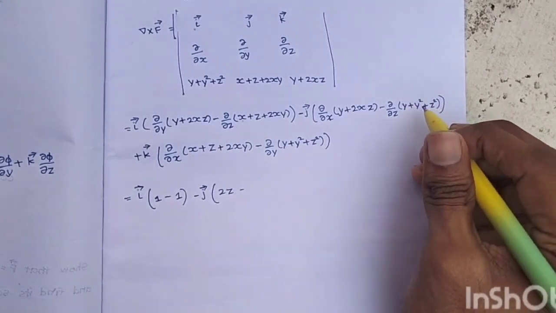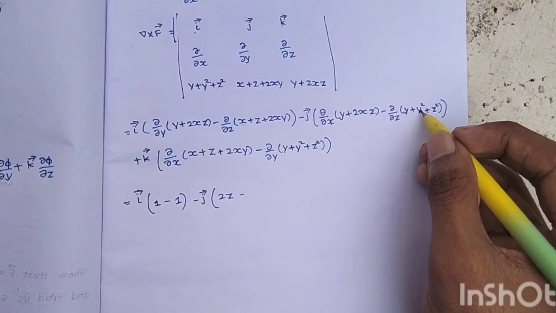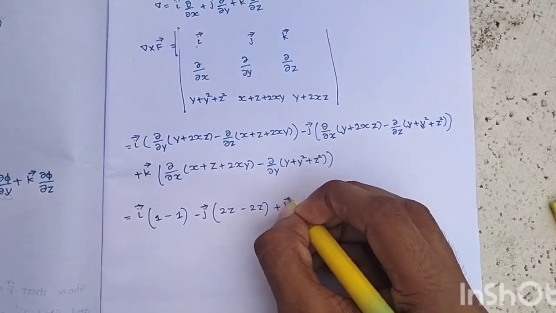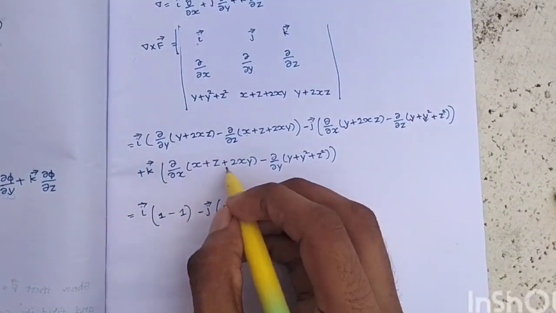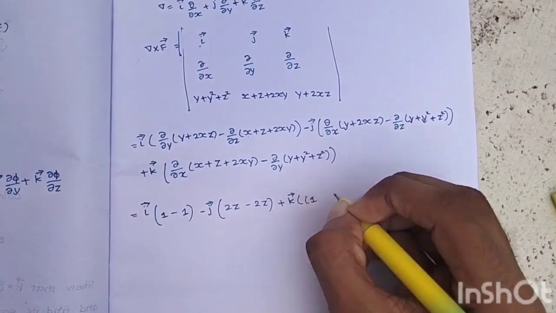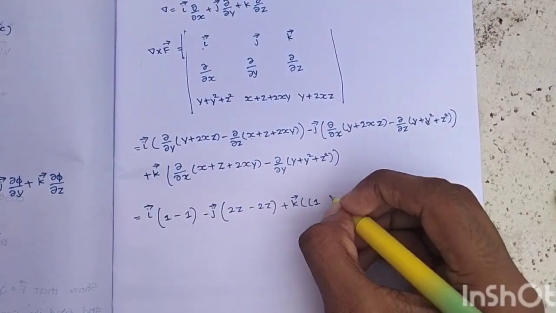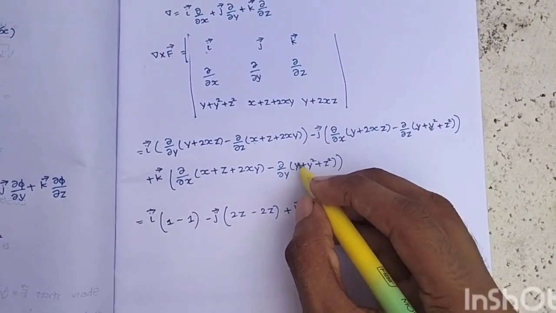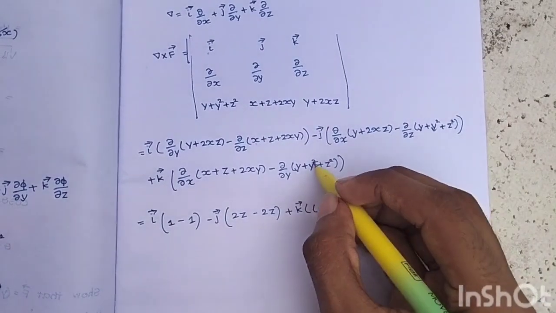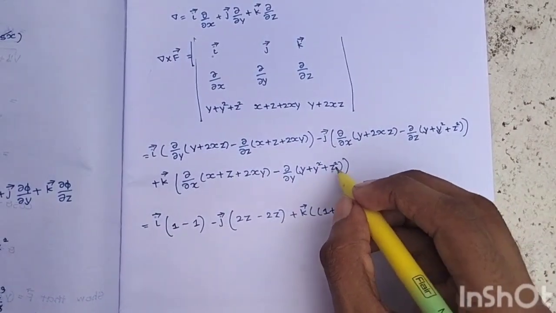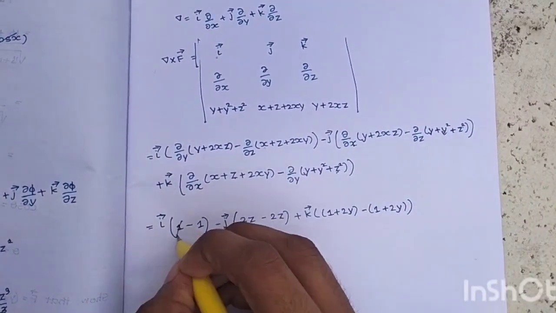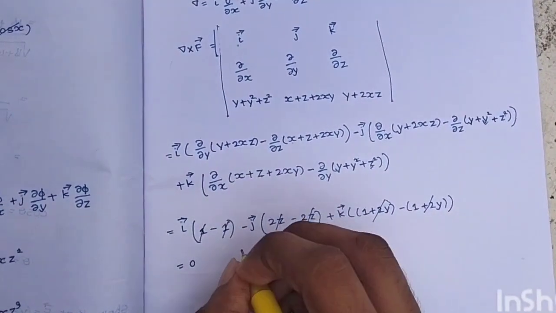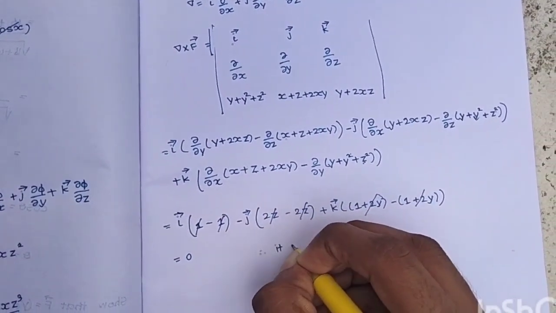We are going to differentiate this with respect to z. This will become 0, this will become 0, there is no z term, this will become 2z, plus k vector into, differentiating this with respect to x, this is 1, this is 0, this will become 2y, minus, differentiating this with respect to y, this will become 1, this will become 2y, this will become 0, there is no y term. So all the terms are getting cancelled, so 0. So we proved that it is irrotational.